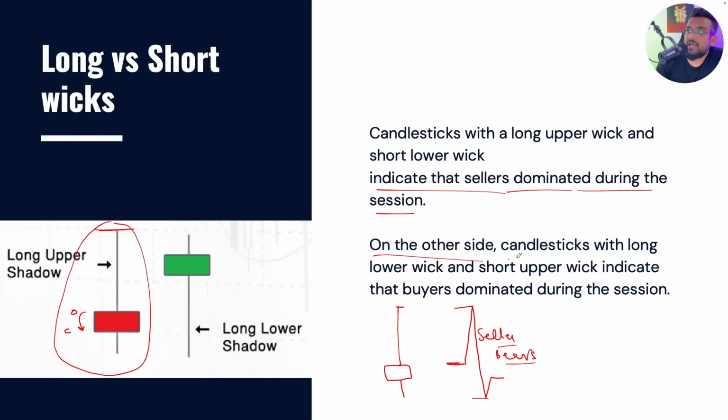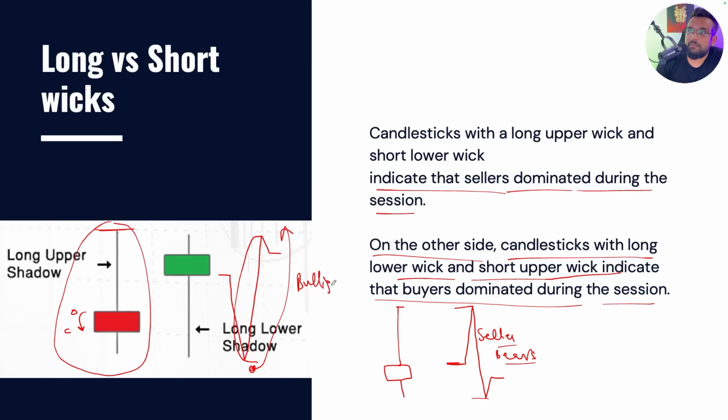On the other side, a candlestick with a long lower wick and short upper wick indicates the buyers dominated the session. It's literally the same thing. It opens here, goes down, then the buyers take over and close like this. Who had the most control? Who covered the most distance from lows to highs? Bulls. So this becomes a bullish candle. This is a very bullish candle as well.